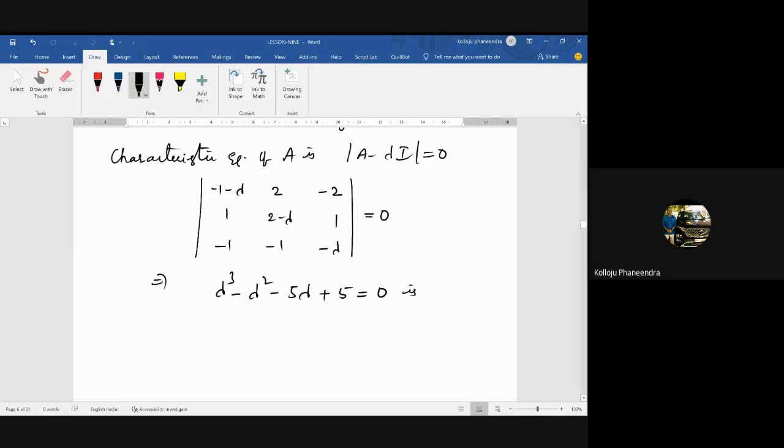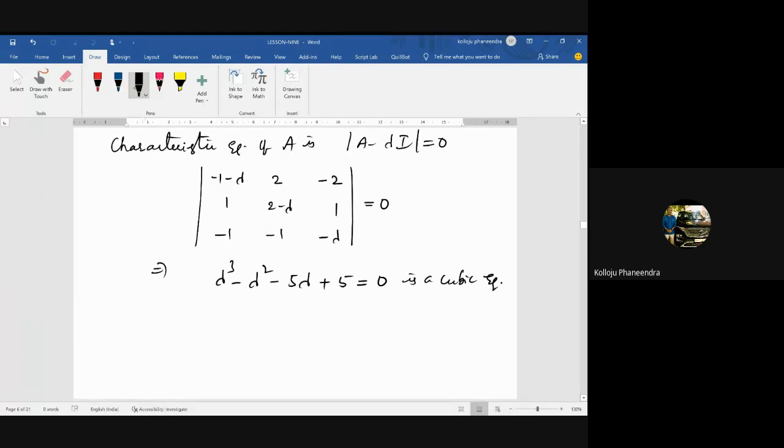This is a cubic equation. How to find the roots of this equation? First one, by trial. Trial means substitute some value. By trial, if I put lambda equal to 1 here, what is this? 1 minus 1 minus 5 plus 5, yes, 0. So by trial, lambda equal to 1 satisfies this equation. Therefore, lambda equal to 1 is one root.